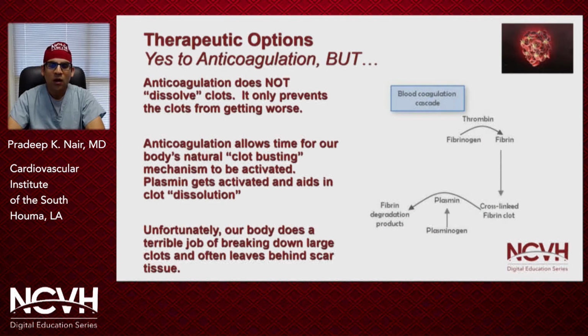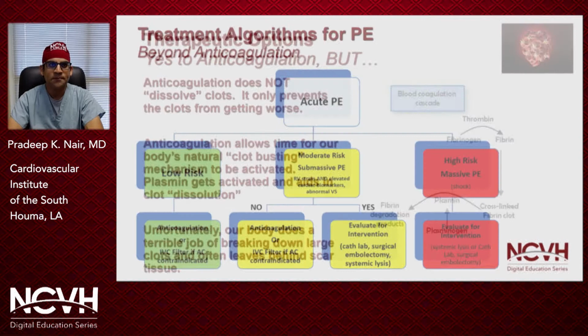So all of these patients, barring any contraindication, will be anticoagulated. But what we need to know is that anticoagulation does not dissolve clots. It only prevents clots from worsening. Anticoagulation allows time for the body's natural clot-busting mechanism to be activated, in which case plasmin can get activated and aid in clot dissolution. But our body does a pretty horrible job in breaking down large clots, and oftentimes what is the case is there's scar tissue, or that fibrotic clot that I showed you in the previous slide accumulating within the vessels and adherent to the vessel walls.